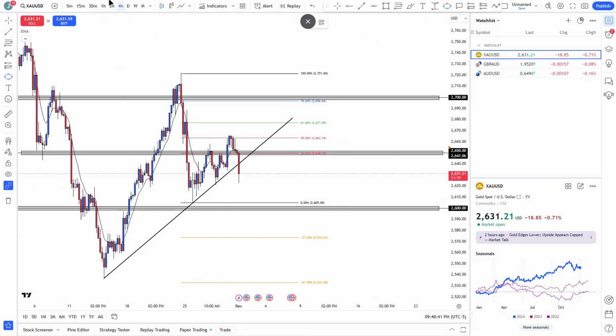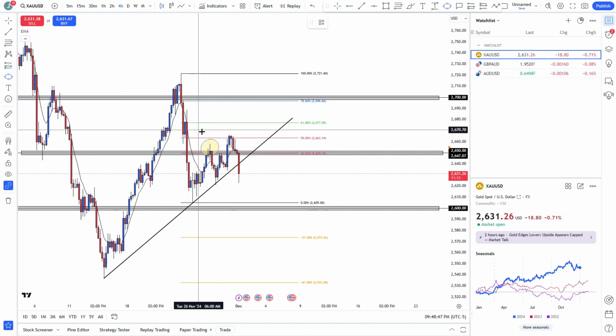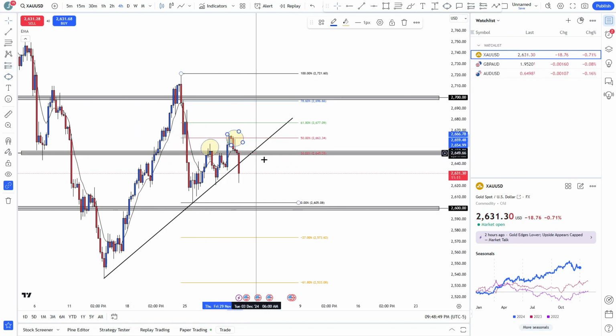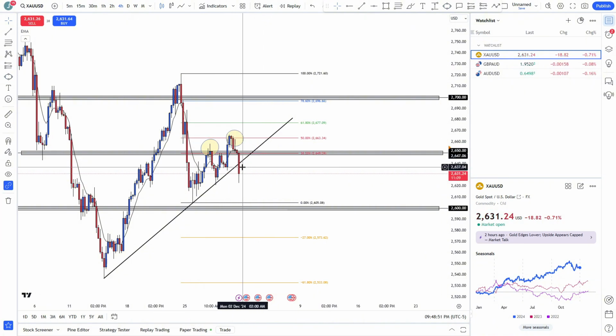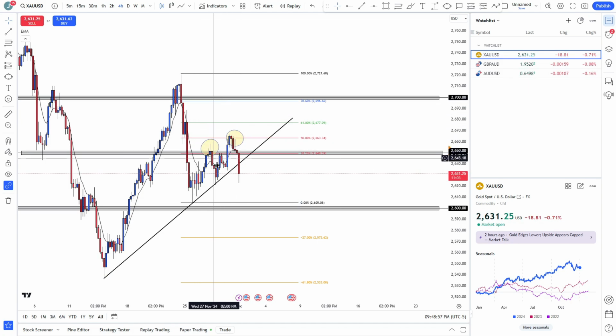Scale out to the 4-hour. We see this low taken out by this high, but it broke down. So I'm seeing a bigger structure. I'm seeing bearish sentiment now. We saw this double top here. Double bottom at the higher low here. Push up to this area here.